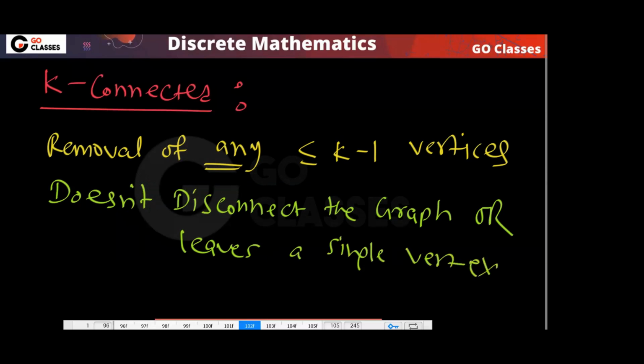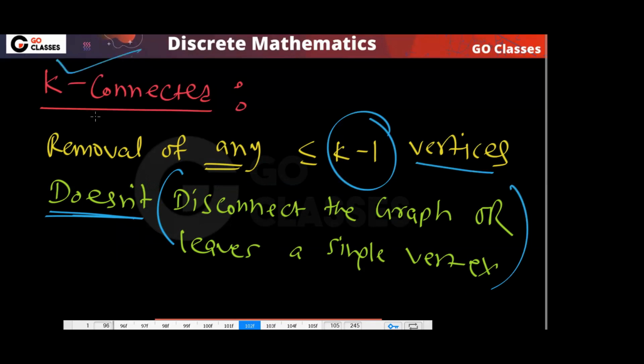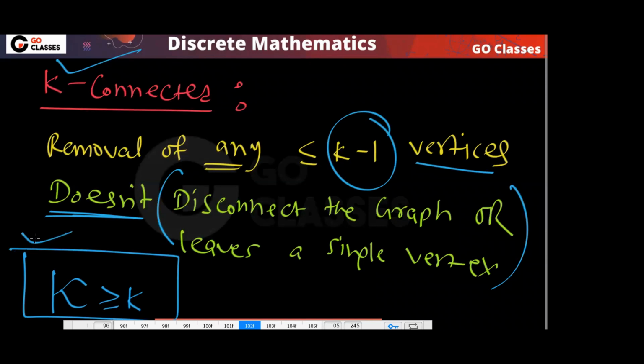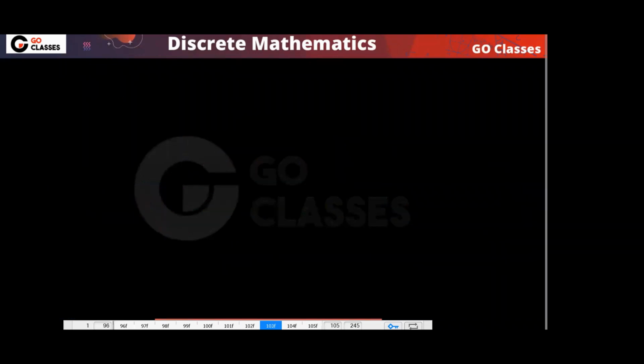So this is the idea. It doesn't disconnect the graph or leave a single vertex if you remove any less than or equal to K minus 1 vertices. So this is the idea of K connected. It means your kappa is greater than or equal to K. You have to remove more than or equal to K vertices, so your connectivity number will be greater than or equal to K.